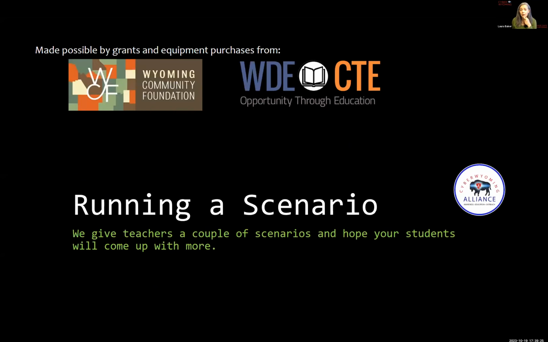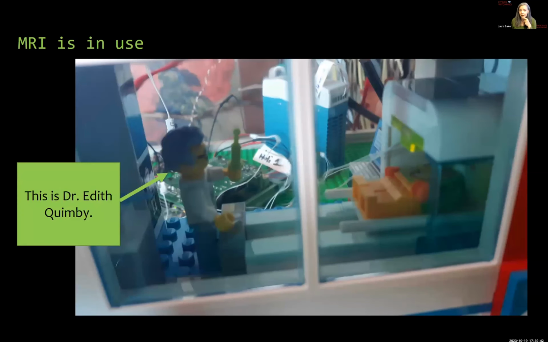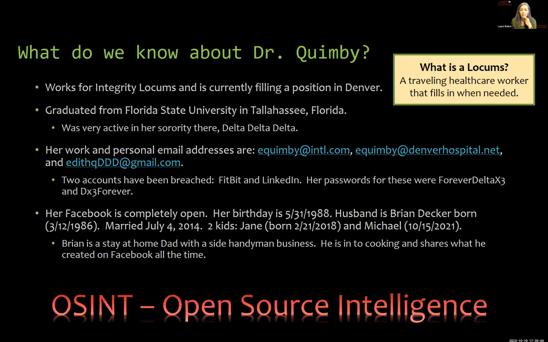So this is what running a scenario would look like, and I showed you a little bit about that in the video. So let's talk about the hack first. The students have to find out all they can about Dr. Edith Quinby. And so this is Dr. Quinby. We showed that on the video. But we do provide a little bit of social engineering on Dr. Quinby, and you can make up different ones. If you don't like Dr. Quinby, you can make up a different one, or you can have a student make up a different one.